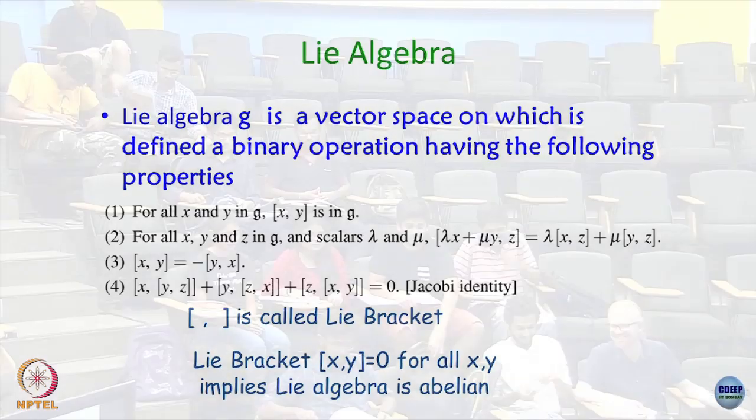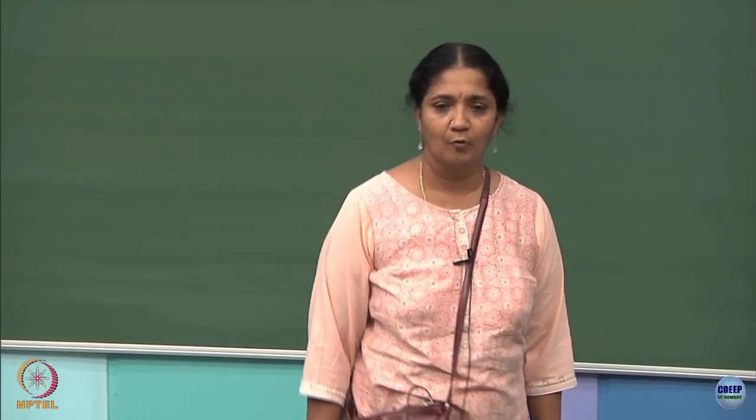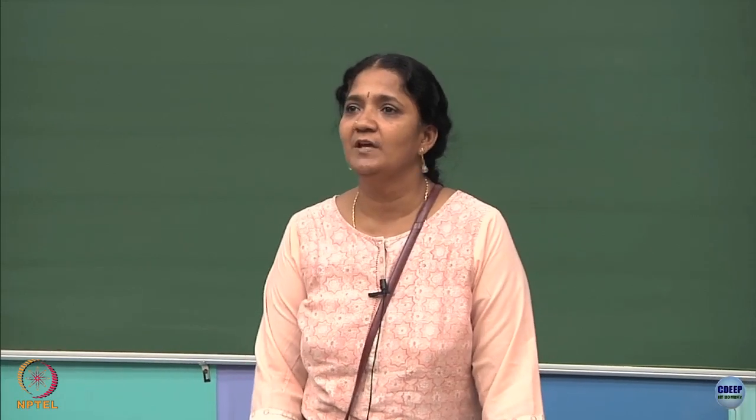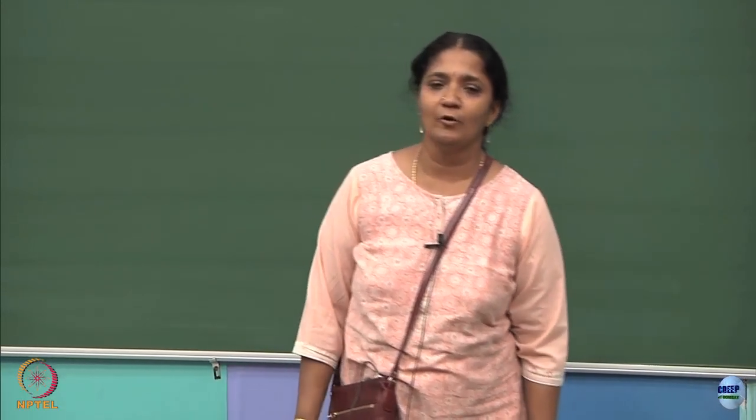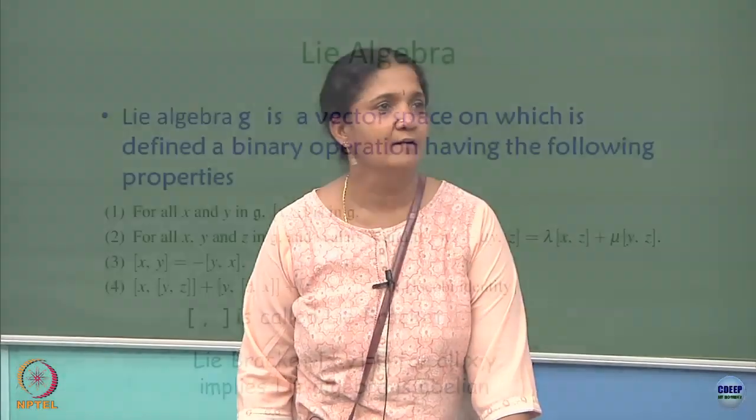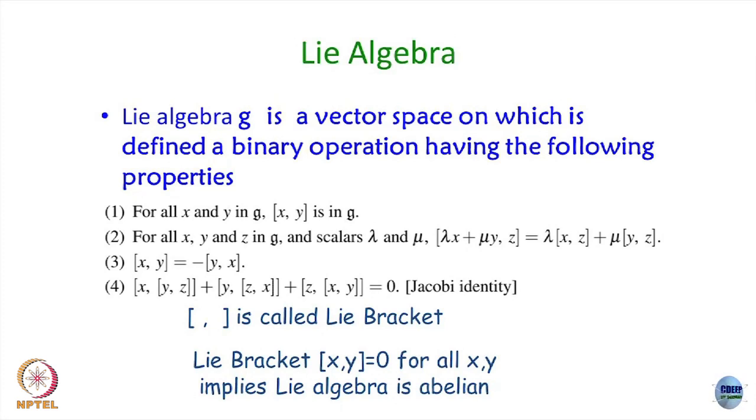So, I will continue with Lie algebra and then Lie groups as a warm up, recapitulating whatever we were doing in the last lecture. Lie algebra is also a vector space and the operation is going to be a bracket operation, which we call a Lie bracket, and that vector space will have some basis states. If x and y belong to that vector space, the commutator of x and y is also in that vector space; that is one of the properties.